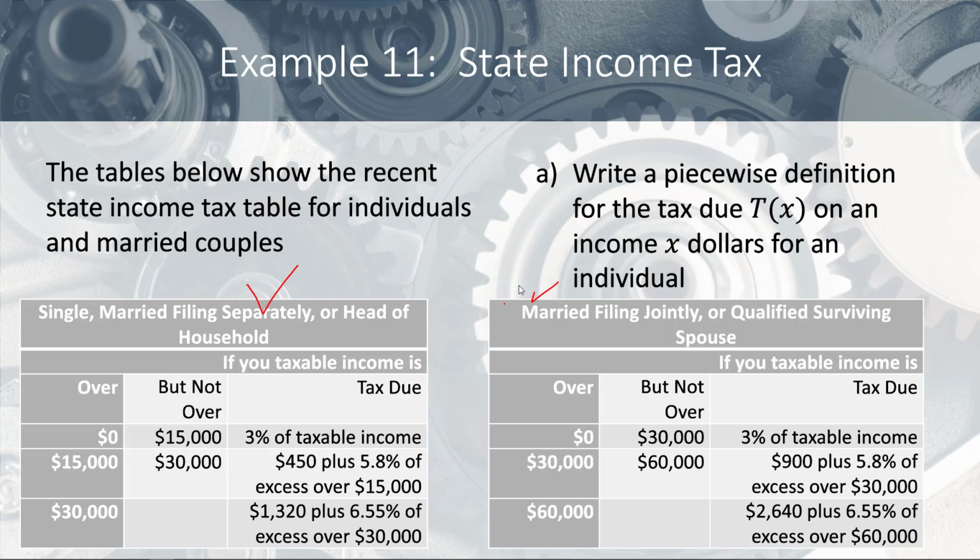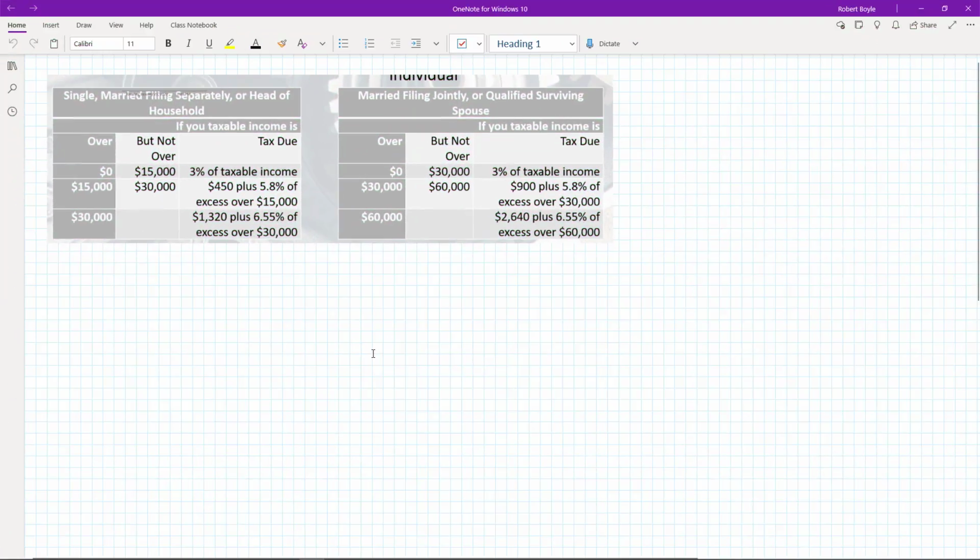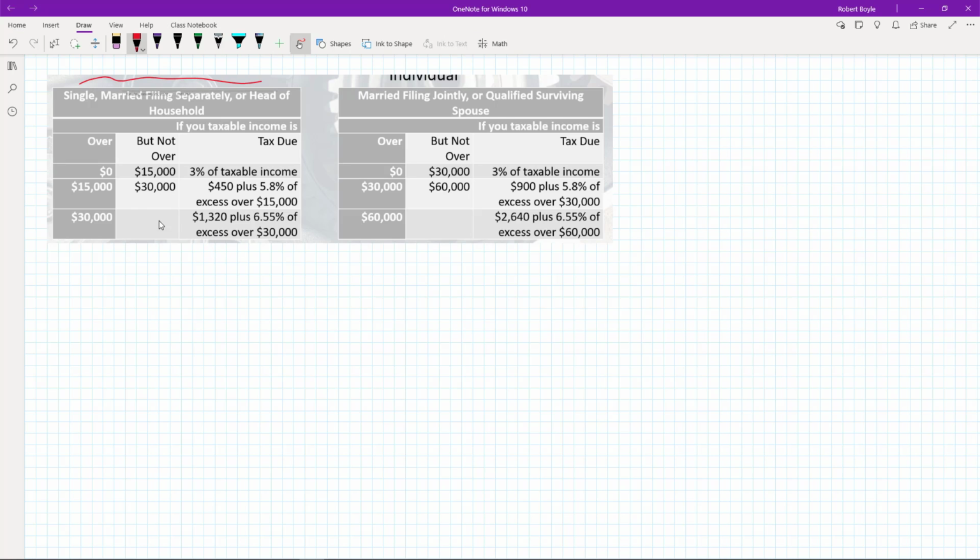Now to do this, I'm going to move on over to OneNote because I don't have enough room here to do this. Okay, so here we are, and here are the tables again. Now once again we are going to be working with this particular table, and notice that we have 1, 2, 3 brackets. That's going to correspond to 3 equations.